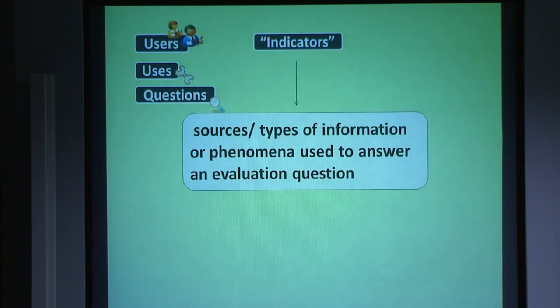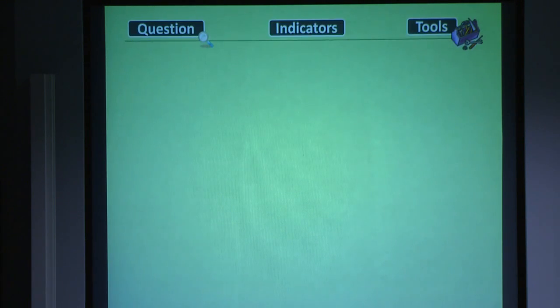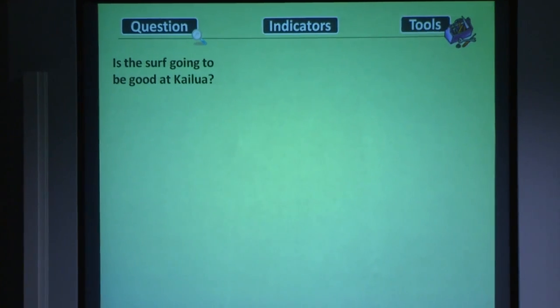Let me further explain by way of an analogy. Imagine the following evaluation question. Is the surf going to be good at Kailua? I really enjoy surfing, maybe a bit too much. So does John Norris, who is my advisor. And Kailua is a place in Hawaii. It's a surfing beach. And it also happens to be John Norris's favorite surfing beach.